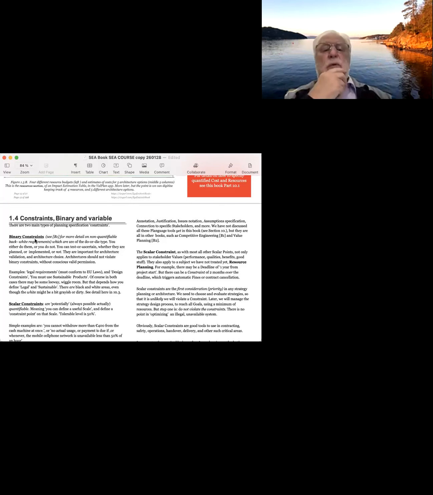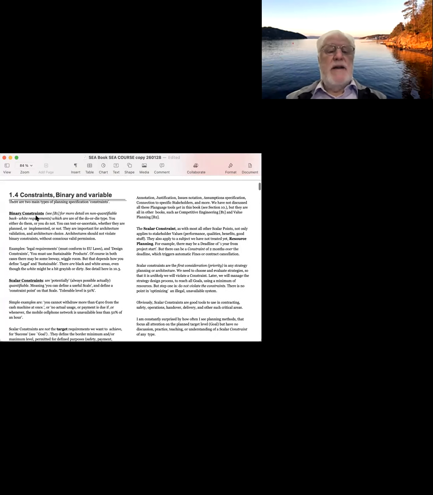A simple example was that all the architecture must be from Norwegian suppliers. Either the suppliers of the architecture are Norwegian or they are not. Another example of a binary constraint would be that the architecture does not violate any European law, or any European privacy law like GDPR. So, two types of constraints.